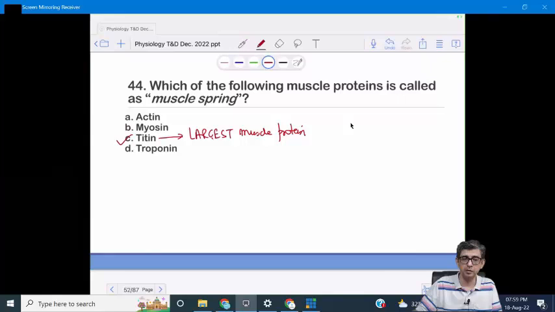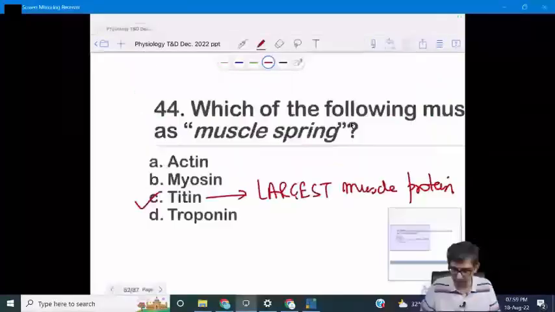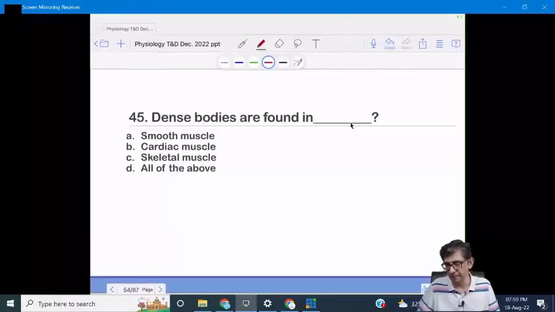It provides elasticity and at the same time it also stabilizes myosin. Answer to 44 is option C. Coming to 45.